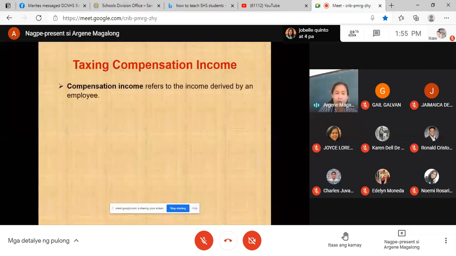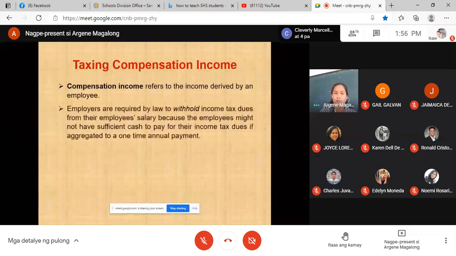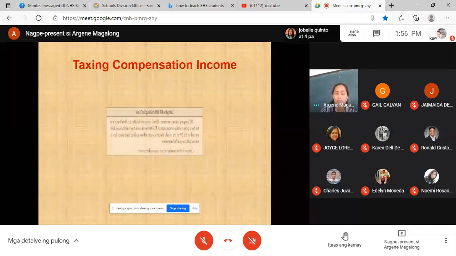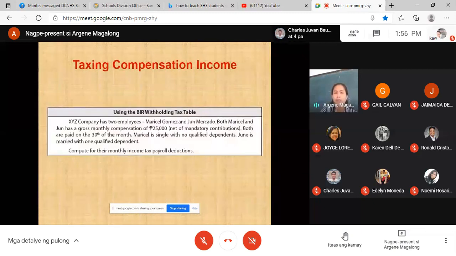Meron din tayong, pag sinabi natin compensation income, ito yung income derived by an employee, compensation. So yung kanilang withholding income tax due sa kanilang salary, dinideduct ng mga employer nila yan using the published BIR withholding tax table. Okay, so meron akong example dito ng problem kung paano mag-compute ng withholding tax using the BIR withholding tax table.